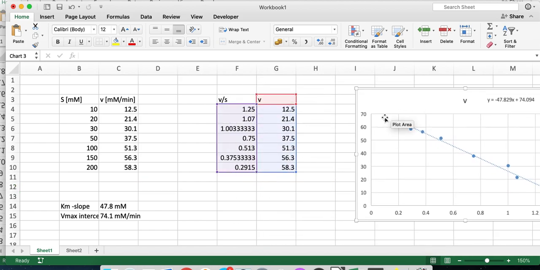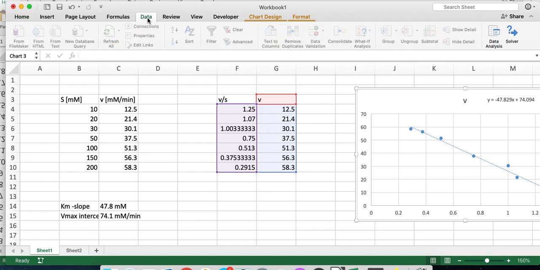First of all, let me move that. Now, we want to do a regression analysis of the straight line of the data that we have done here. It would be very difficult to do a regression analysis of this part here, so we do it on this because it is linear. And Excel has some cool built-in functions.